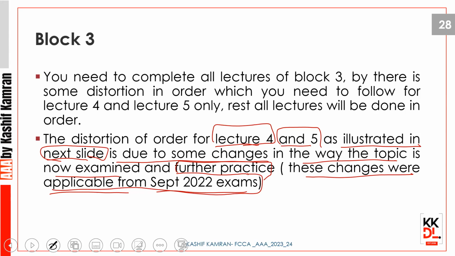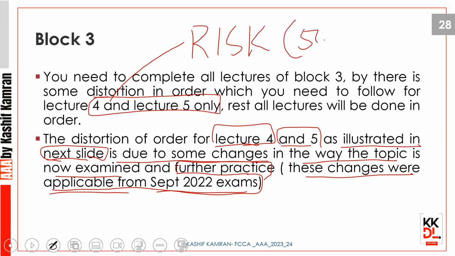And the reason for the distortion is to give you further practice for lecture number 4 and 5. And what are lecture 4 and 5? Risk. And you know, risk is the most critical part. It is like 50% marks in question number 1. So you know the importance of lecture 4 and 5. Lecture 4 and 5 is on risk, business risk, audit risk, and ROM. And that's where the distortion has to come in. Let's see what is the distortion.